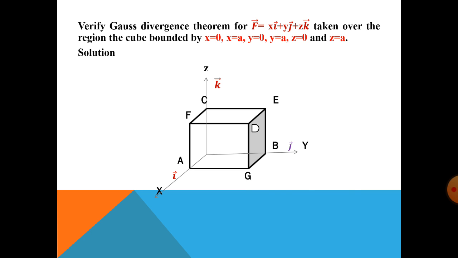So using the given limits, design a cube in the x, y and z axes. We have to prove Gauss divergence theorem over here. Let's take the condition and prove LHS equal to RHS. Initially, let's prove the LHS part, that is, the surface integral over a closed surface. Split the cube into 6 closed parts named AGDF, OBEC, BEDG, OAFC, CFDE and OAGB.